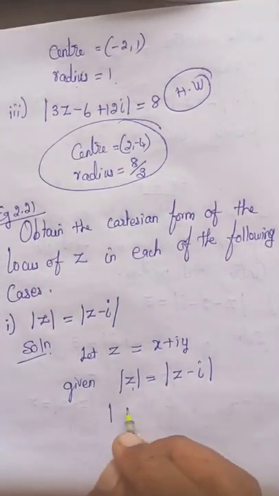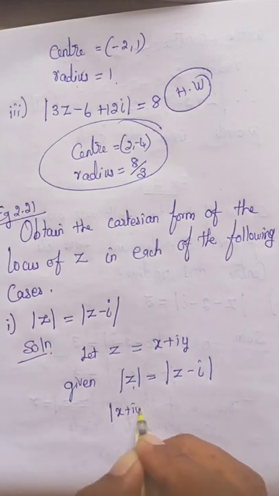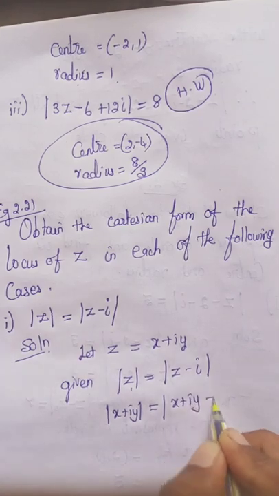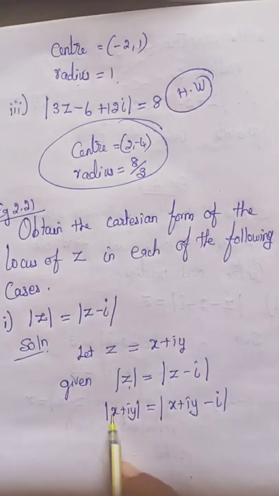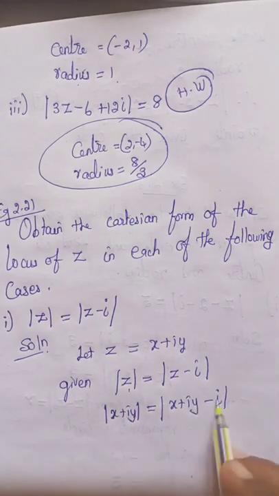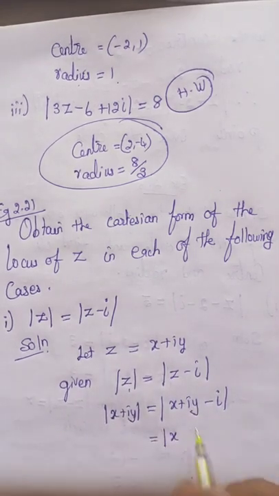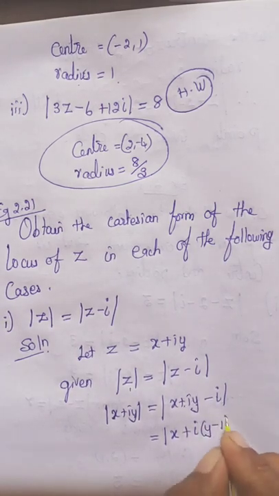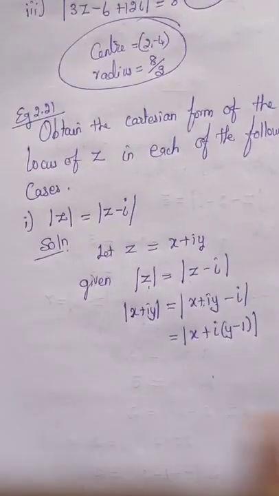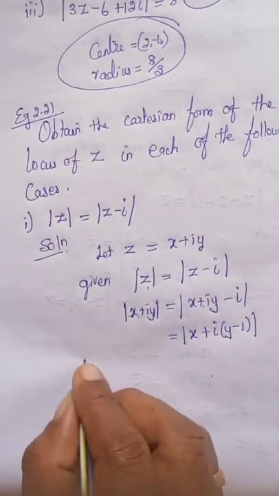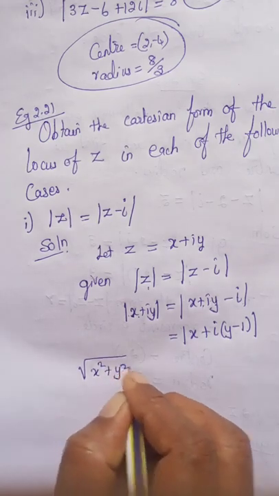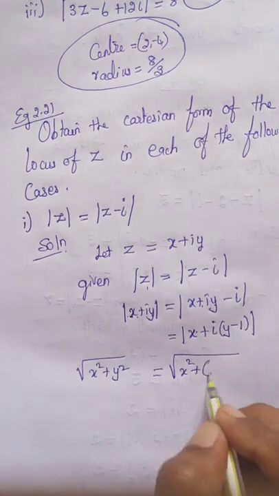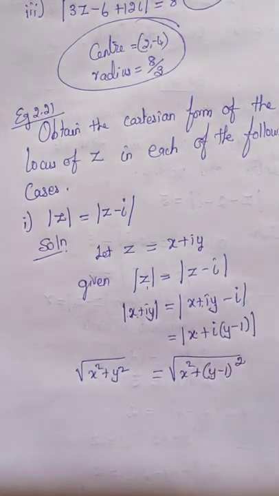So, this is the given condition. We can substitute the value of z. This is modulus of x plus iy equal to modulus of x plus iy minus i. So, here only a real part, and here two parts, real and imaginary, are there. So, we will bring it into symbol form: plus i when we take it out, y minus 1. Is that clear? Now, find out the modulus value. When we find it out, the left side is root of x square plus y square. Right hand side: real part the whole square plus imaginary part, that is y minus 1, the whole square.